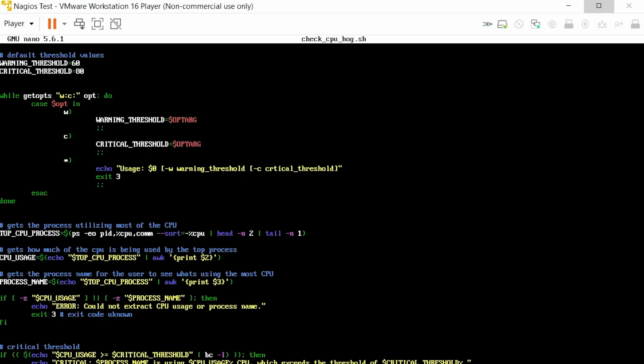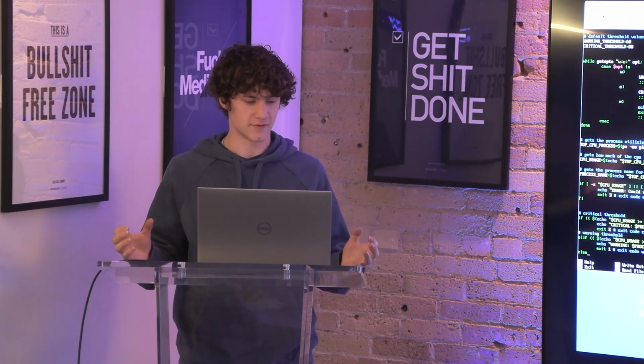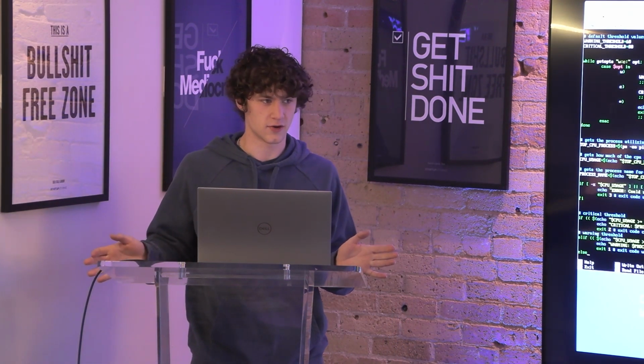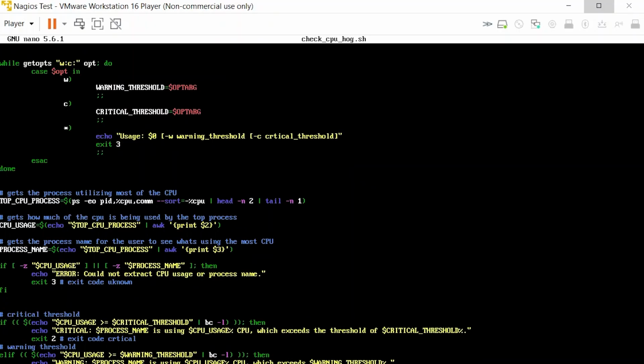This line right here, it gets your top CPU process and all the data about that. And here it parses through that to get what's that percentage of usage that process is using and the name of that process. Down here I just have an error thing, and that's if it can't get any of that information, it will just send an unknown code to your Nagios XI so you can tell that something's going on there.